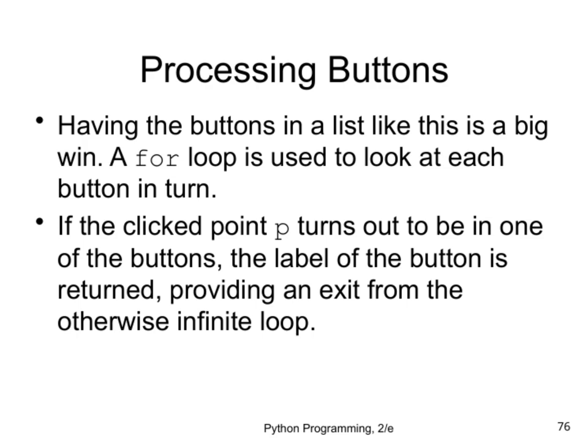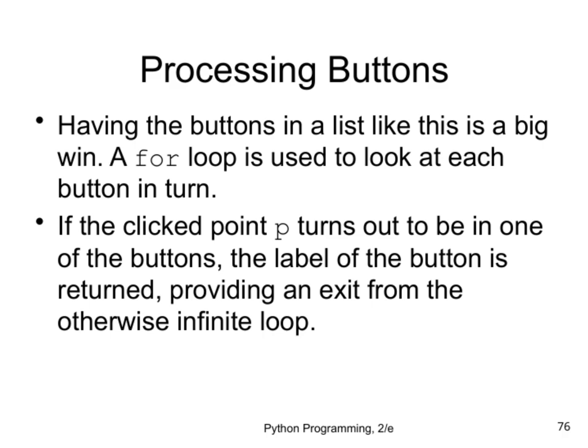It makes it much easier to handle multiple buttons without writing repetitive code. By using a for loop, we can go through each button one by one, which simplifies the process significantly. Now the key part here is checking if the point P, which is where the user clicks, falls inside any of these buttons. If it does, we want to identify which button was clicked. So inside the loop, we test whether P is within the current button's area.